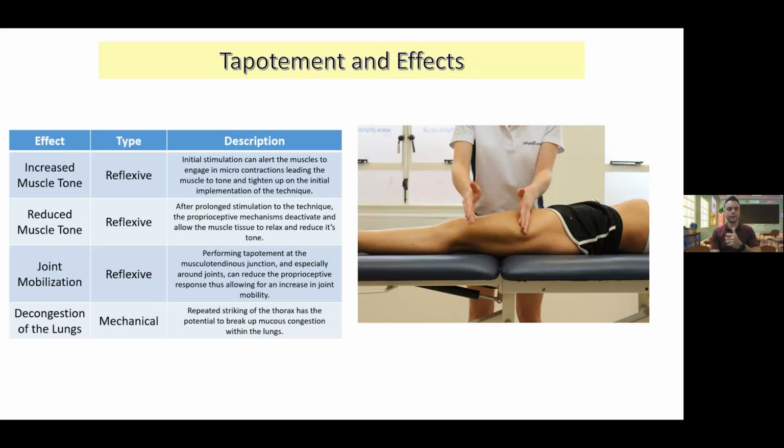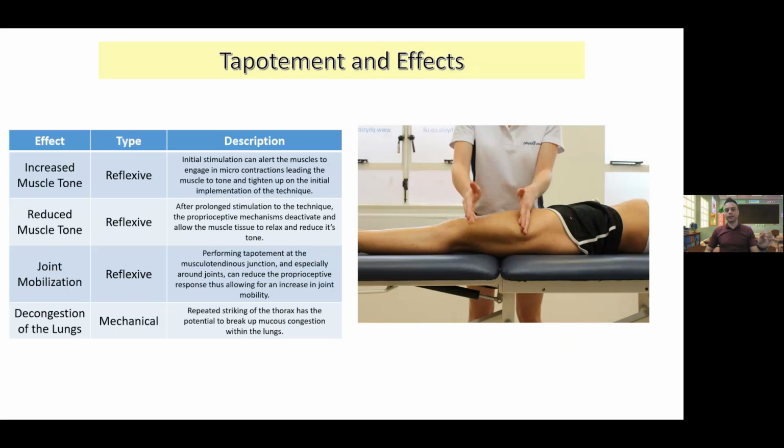And so we think, well, how? The nature of it is stimulation into relaxation. So what do I mean by that? Initially, when you apply tapotement, it causes a sort of alerting or alarming reaction in the muscle tissues, which initially causes the muscles to tighten up and lock up and tone. So very light tapotement initially can cause an increase in the muscle tone within the muscle group.